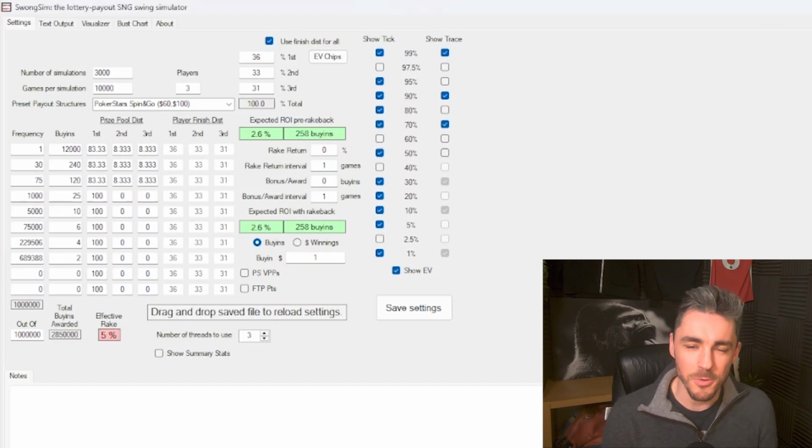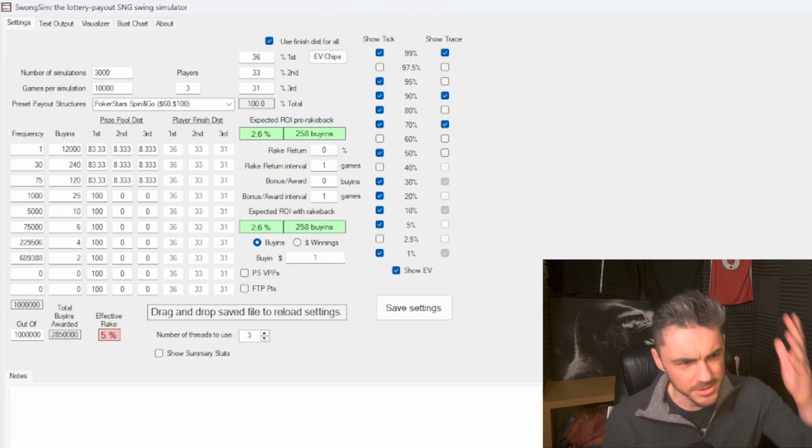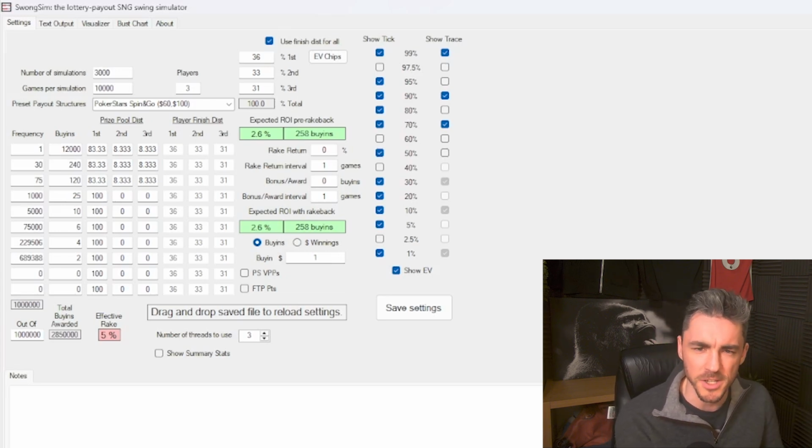Let's pull up our old friend Swung Sim. Now, if you're a spin and go reg, you most probably will have used Swung Sim or seen Swung Sim or done some calculations or watched a video where someone's done some calculations. If you've never seen Swung Sim, you should definitely watch this video because I think it will be helpful. I believe the creators originally of Swung Sim were from SmartSpin. What a fine stable that is. Other stables are available as well.